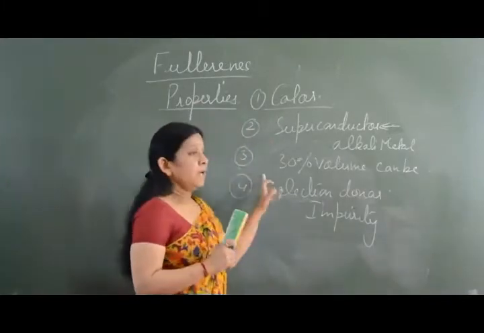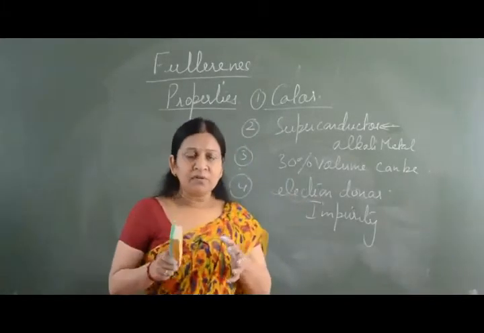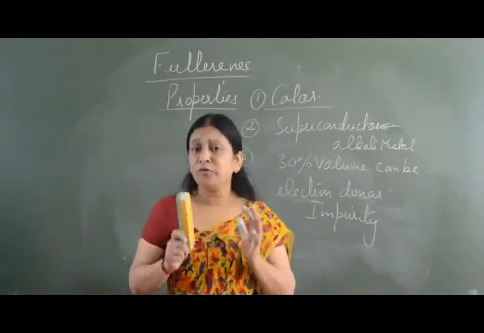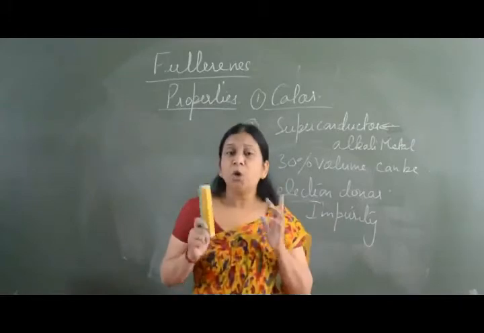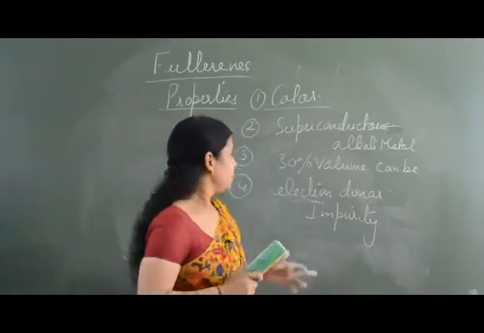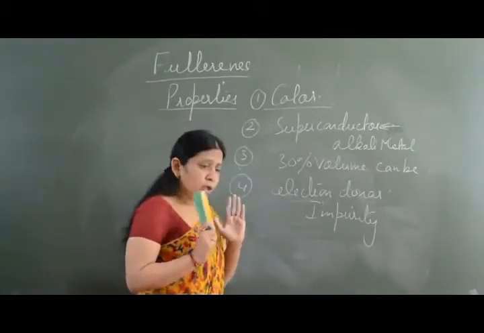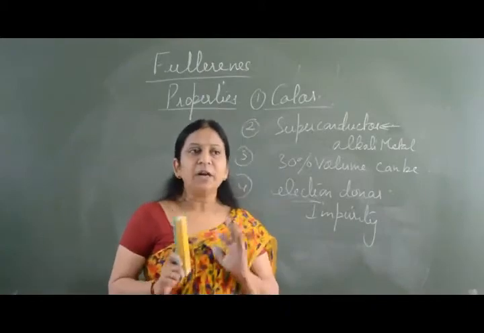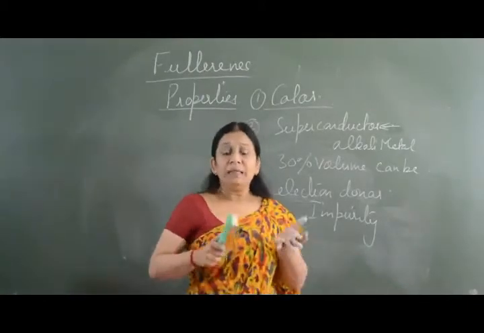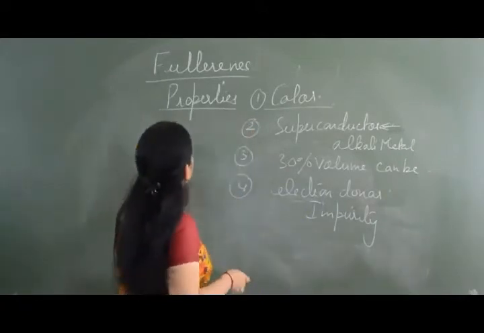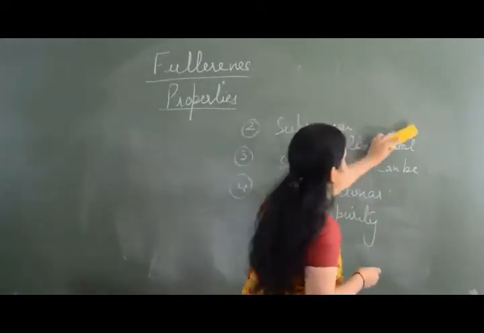The third is, if I compress it, 30% of the volume can be reduced without disturbing the cage-like structure of fullerene. And the last is, if I add an electron donor impurity or an electron donor group to the fullerene, then it can function as a ferromagnetic substance. So these are the properties of fullerene.